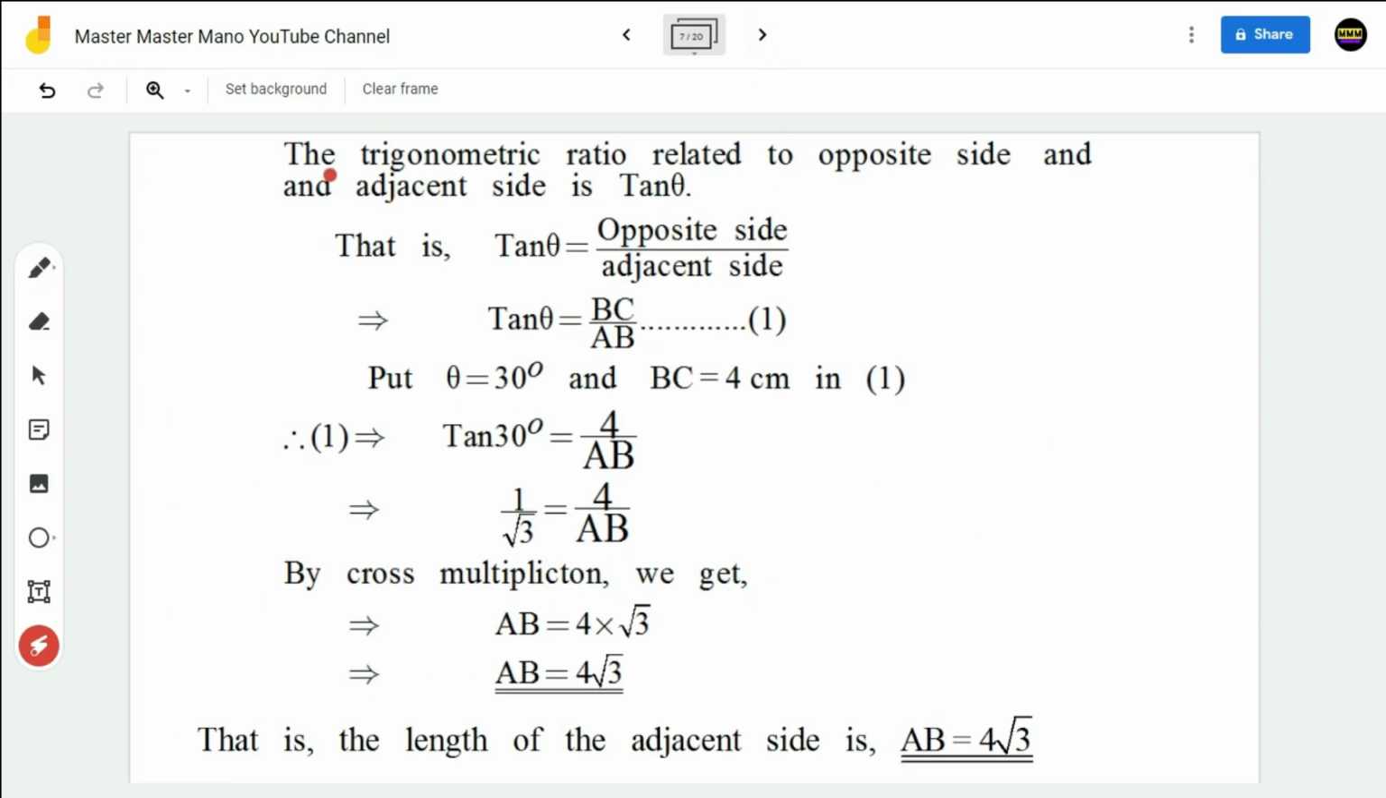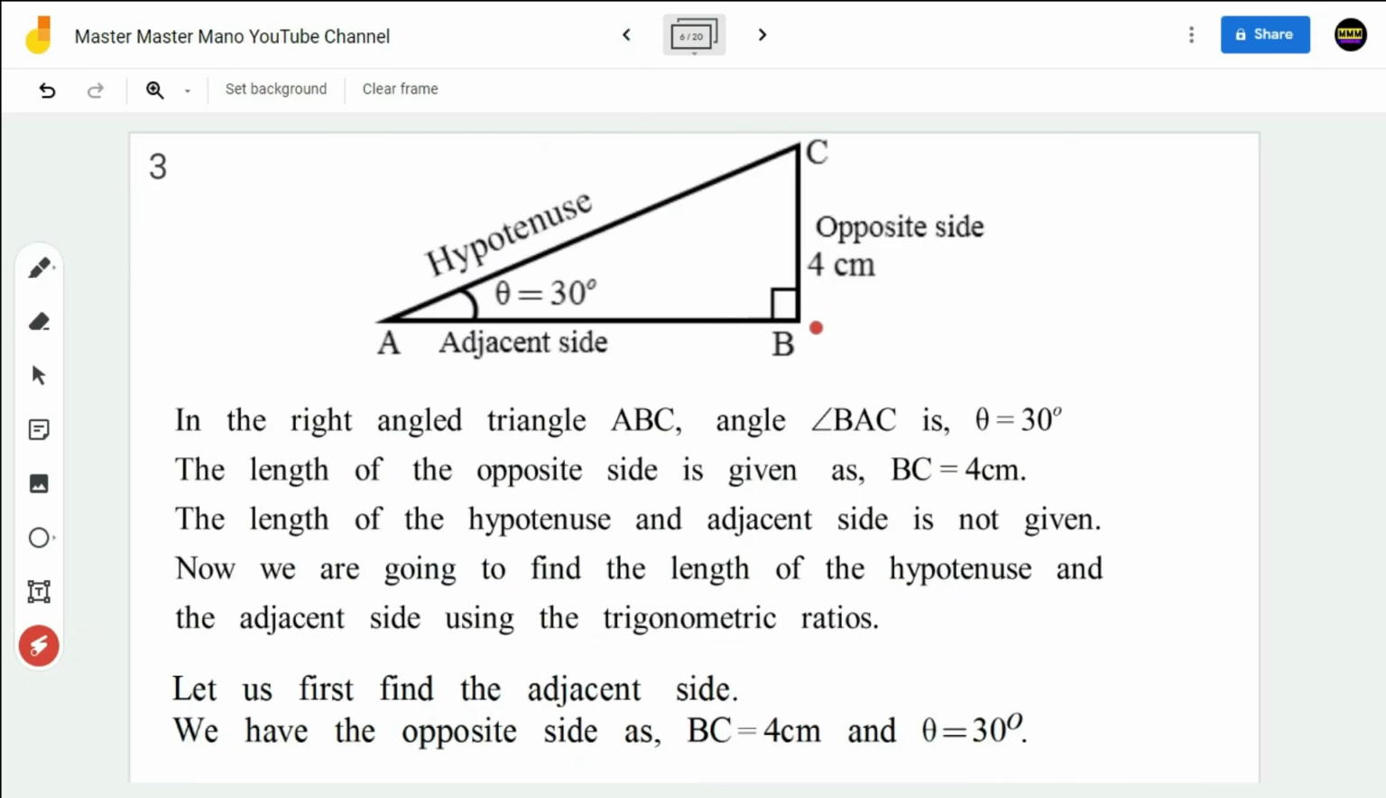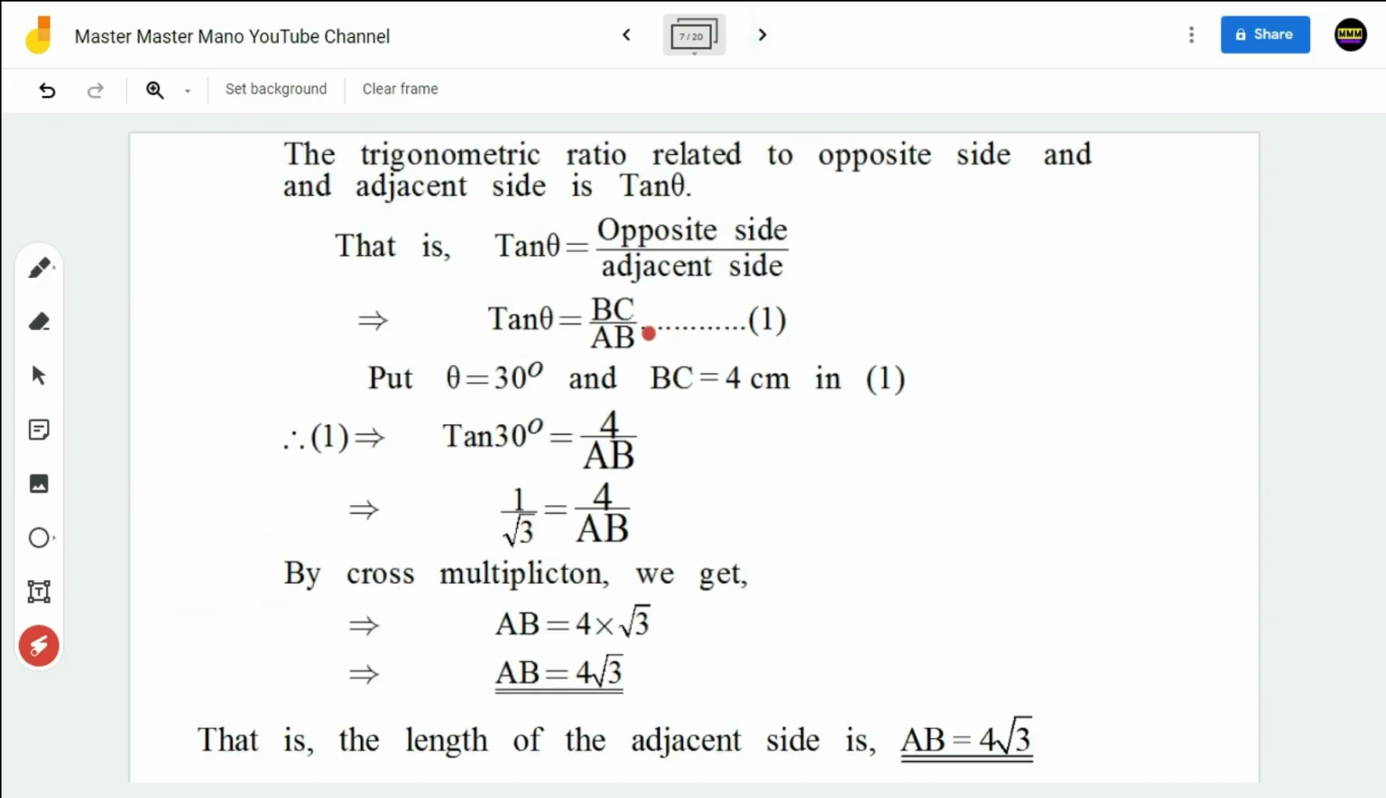The trigonometric ratio related to opposite side and adjacent side is tan theta. That is, tan theta equal to opposite side by adjacent side. This opposite side can be written as BC and the adjacent side can be written as AB. Therefore, tan theta equal to BC by AB, and it's given as equation 1.